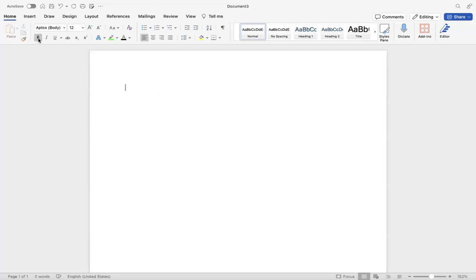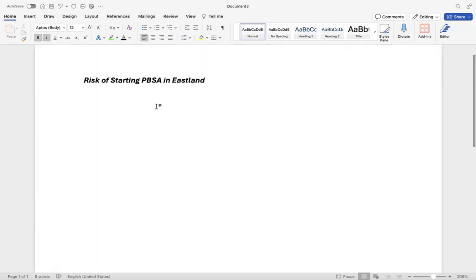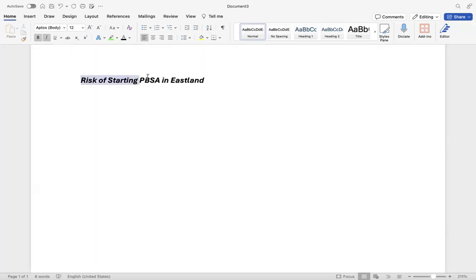I'll write down the heading first, because I told you the examiner prefers more of a content with proper headings. Risk of starting PBSA in Eastland. So that is the first section. What is the first section? Risk of starting PBSA in Eastland. That is the first one. So students understand it well.